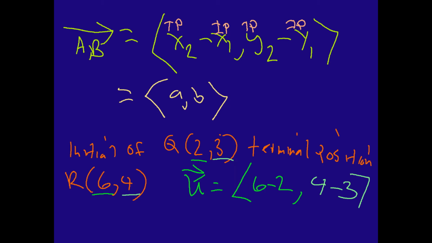Alright? And so then our final answer is going to be something along these lines. 6 minus 2 is 4. And 4 minus 3 is 1. And that's our answer. So let's go ahead and check that.